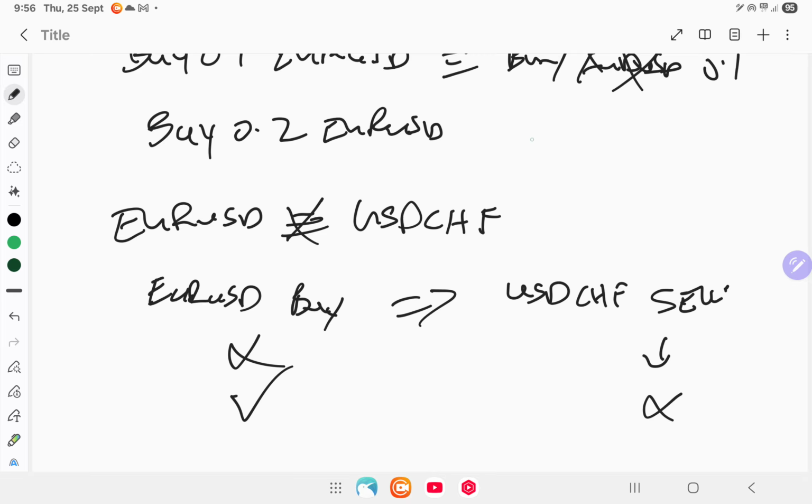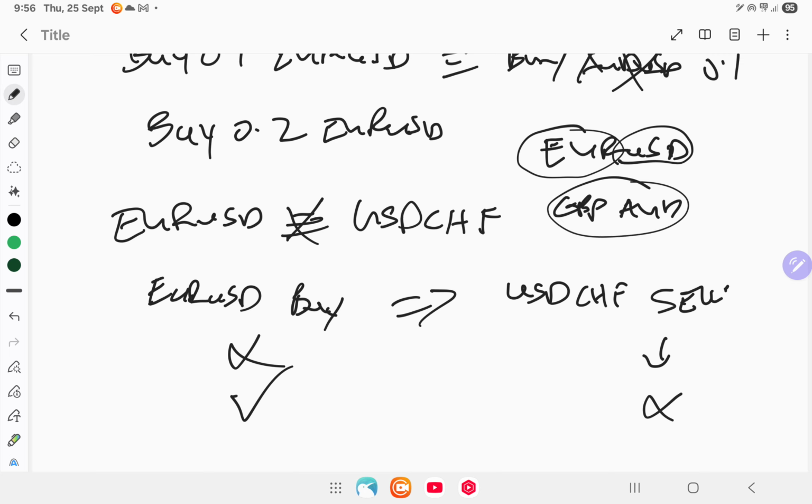So what I usually do is, let's say I enter Euro USD. If I want to enter another trade, I'll enter a trade that does not have USD and does not have Euro. So I can choose something like GBP AUD. If I want to enter another, I can choose NZD CHF. At any given time, most of the time, I only enter a maximum of 4 trades because there's a limit to how much you can do this.